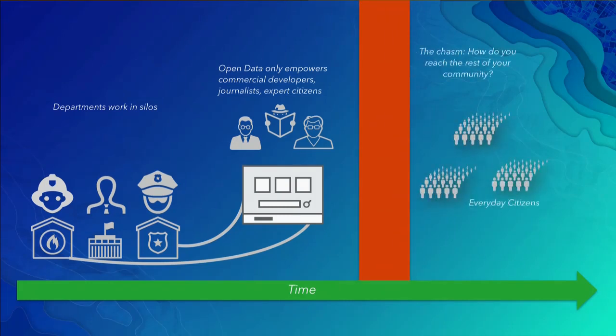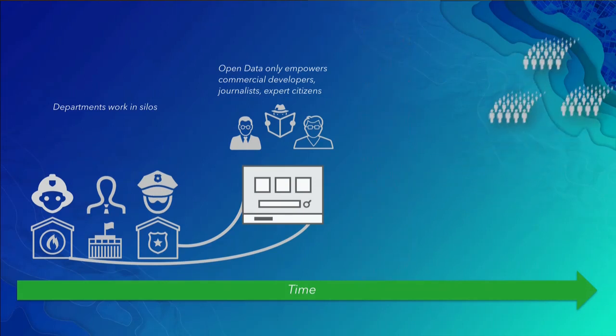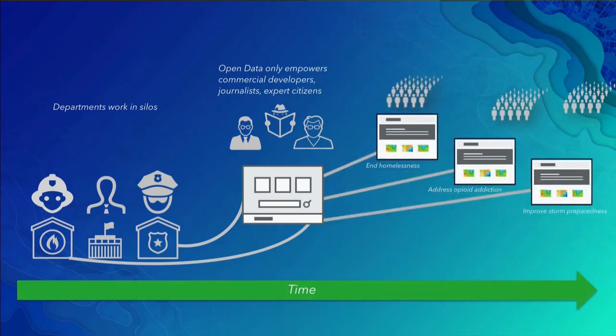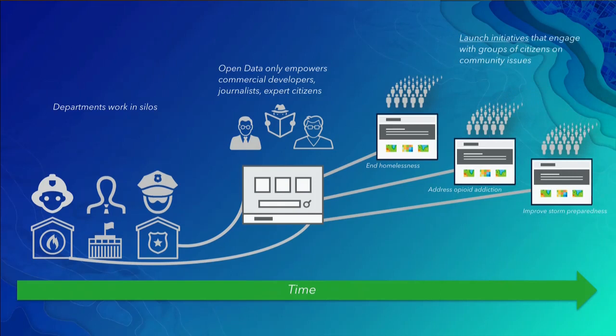I don't think my mom cares about any open data site that's out there. I don't think anybody in my family would ever really know what to do with that. So how do you reach the people in your community that actually care about what you're doing? Our recommendation is to launch civic initiatives. These are just three examples, like ending homelessness, addressing opiate addiction, or improving storm preparedness.